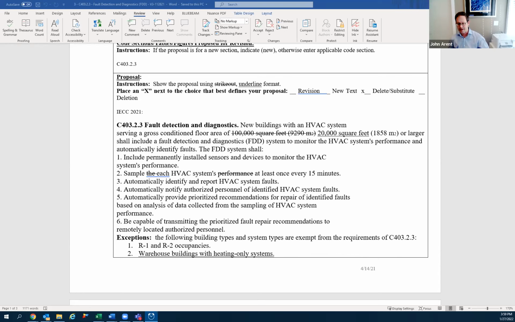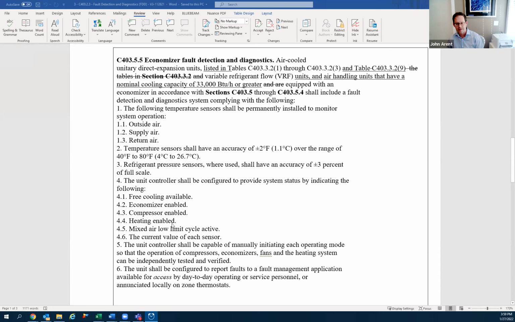So if there is a fault, it's more likely to go undetected for some period of time. This keeps the requirements in place, but extends them to a broader range of buildings, so it's lowering that requirement. And then the second one, Kevin, if you could scroll to the next section. I think it's 4.3.5.5.